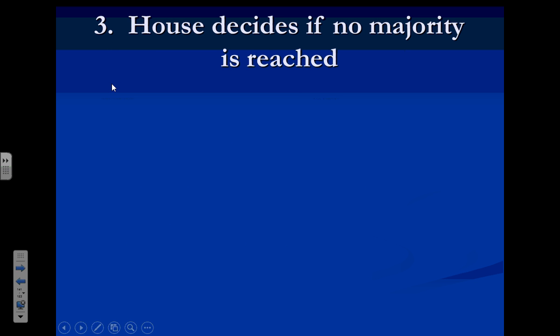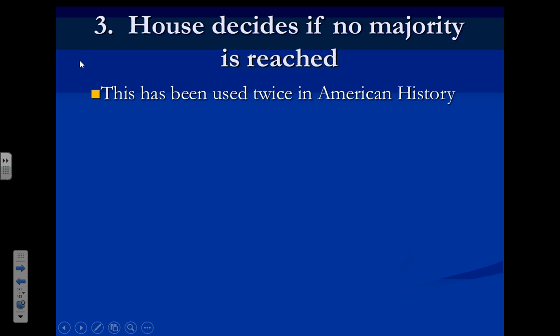Now, here's the other thing. The House gets to decide if no majority is reached. So this has been used a couple times in American history. If nobody gets that 270, the magic number of today, it goes to the House of Representatives.